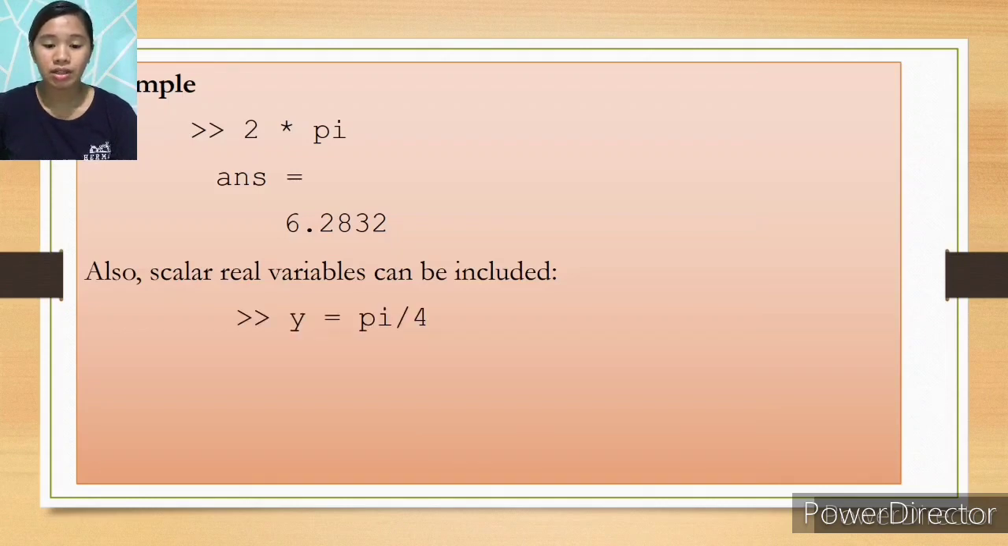Next, scalar real variables can also be included. At the command prompt y = pi/4. So y raised to the power -2.45. The answer is 0.5533. The result of a calculation can be assigned to a variable as in the next to last example, or simply displayed as in the last example.